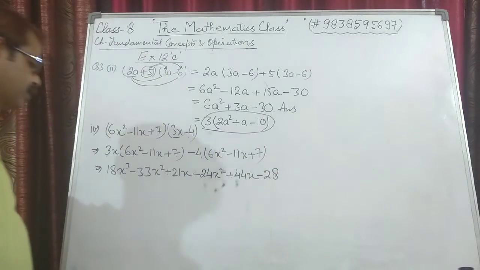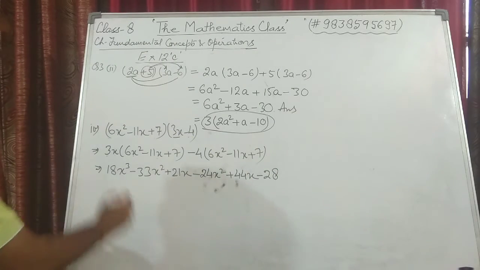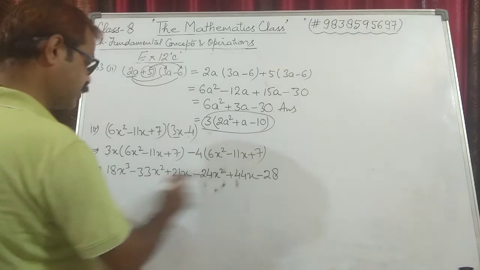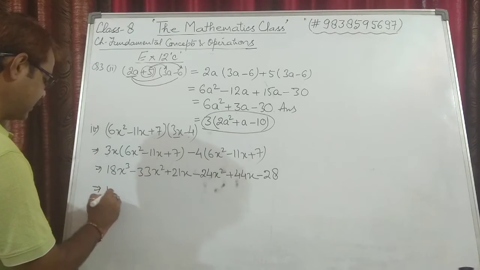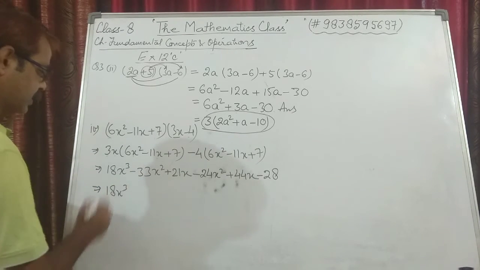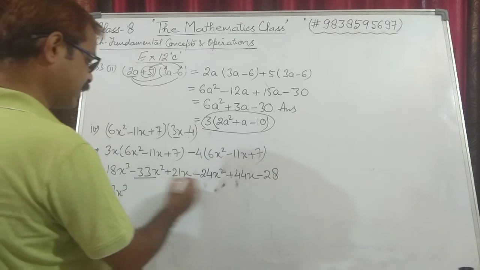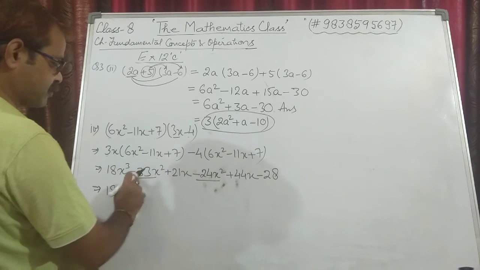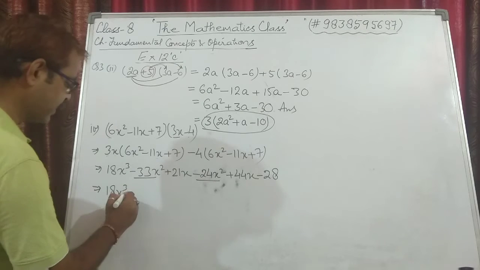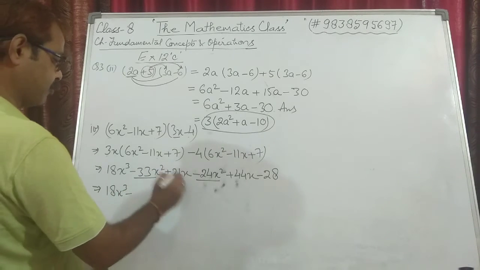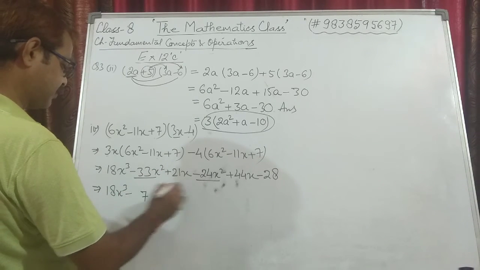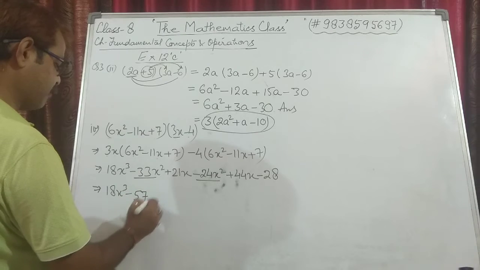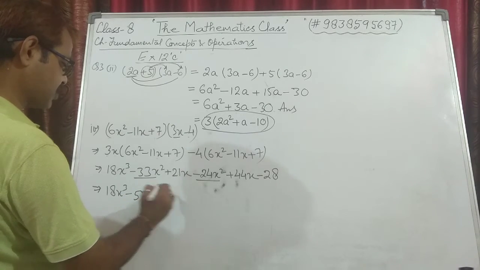Now we'll find the like terms. So x cube is not there, so first we'll write 18x cube. Then 33x square is there with minus, and minus 24x square. Because both of them are of negative sign, obviously they will get added, and the answer will be 4 and 3 is 7, and 3 and 2 is 5, minus 57x square.